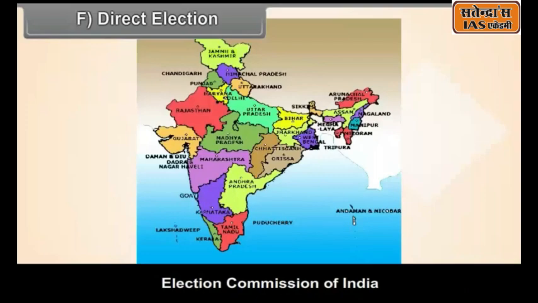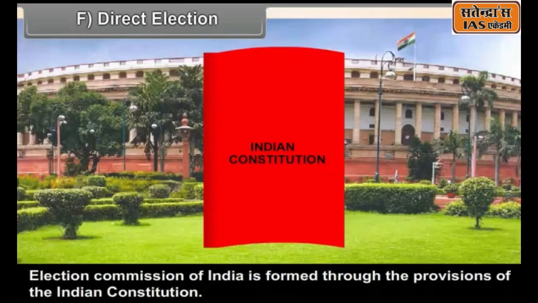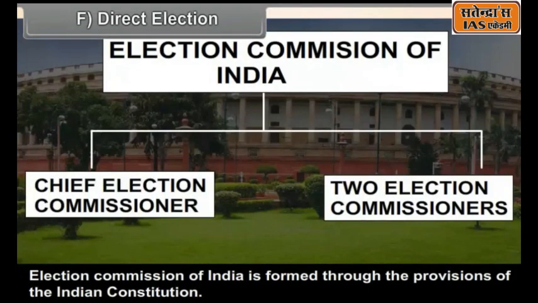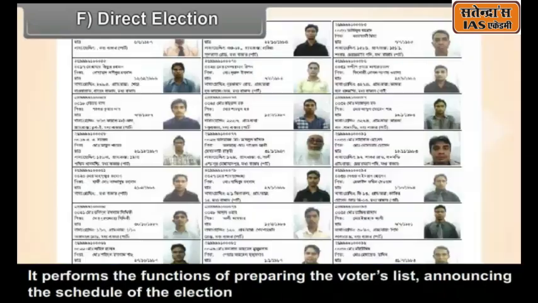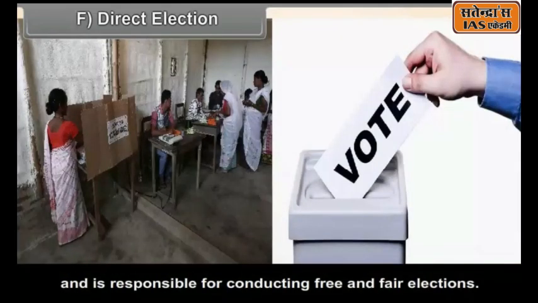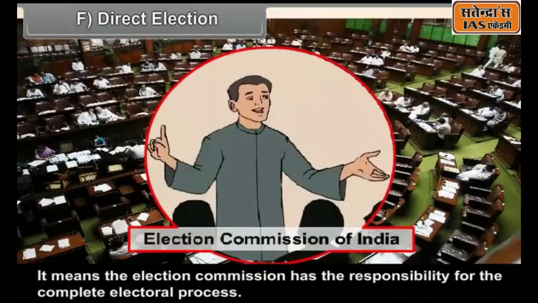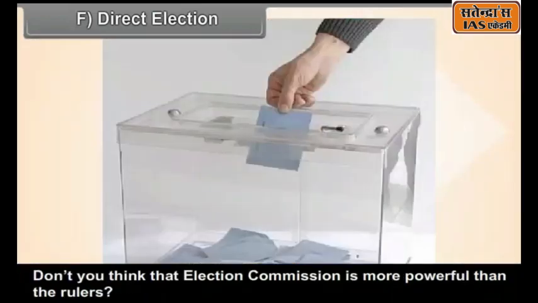Election Commission of India. Election Commission of India is formed through the provisions of the Indian Constitution. It consists of Chief Election Commissioner and 2 other election commissioners. It performs the functions of preparing the voters' list, announcing the schedule of the election, and is responsible for conducting free and fair elections. It means the Election Commission has the responsibility for the complete electoral process. Don't you think that Election Commission is more powerful than the rulers?